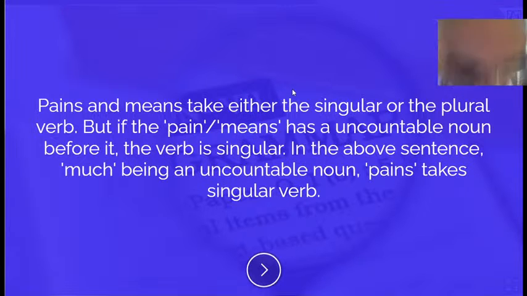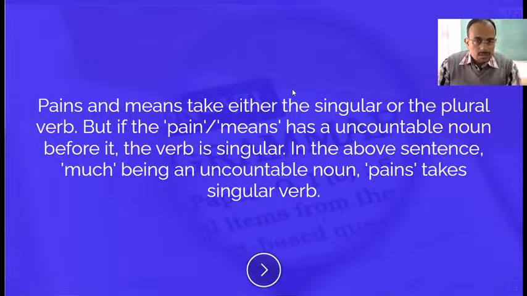So dear students, pains can take singular also, plural also, depending on which one is before pains. Is it the uncountable determiner or the countable determiner? If it was many, then the verb should be plural, but it is much, which is uncountable. Therefore pains means will also be singular. You remember the key: for uncountable nouns the verb should be singular, and for countable the verb should be plural. That is the rule actually. In the above sentence, much being an uncountable noun, pains takes a singular verb.